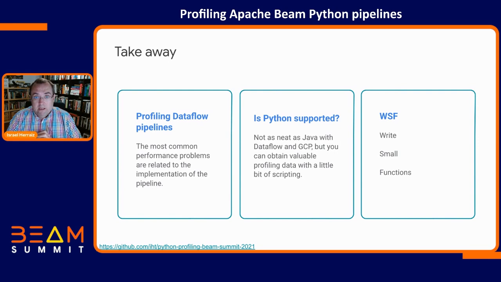And remember, in order to improve the observability of the performance of your pipeline, write small functions, because it will be much easier to attribute the performance problem to a location in the code, and therefore you will be much faster in fixing that performance problem in your pipeline.